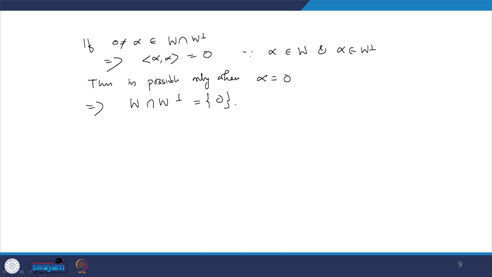So, now we have seen that if V is an inner product space and W is a finite dimensional subspace, then V can be written as direct sum of W and its corresponding orthogonal complement. So, this gives a hint and also one interesting result, that is called Bessel's inequality. What is that?